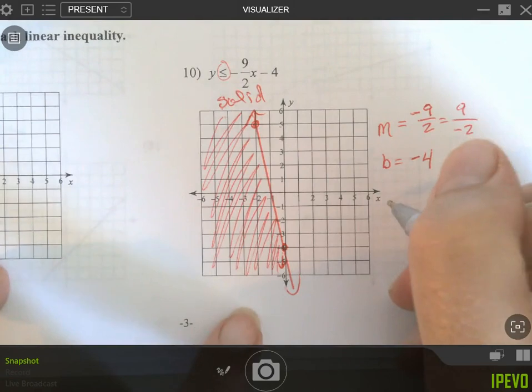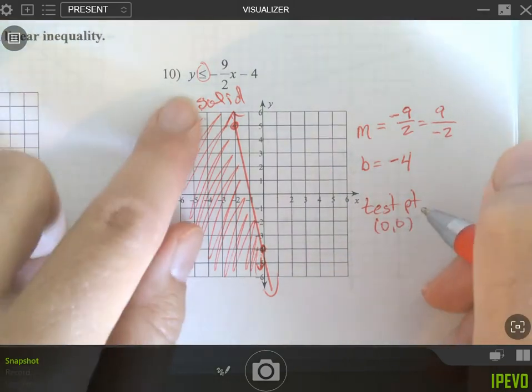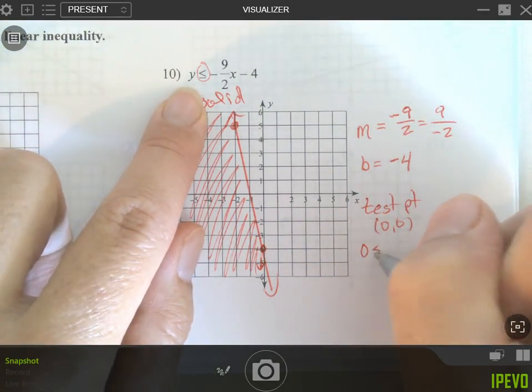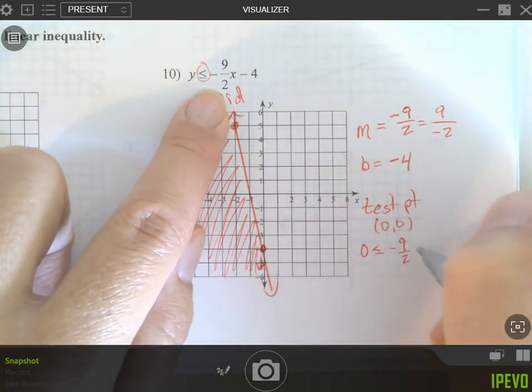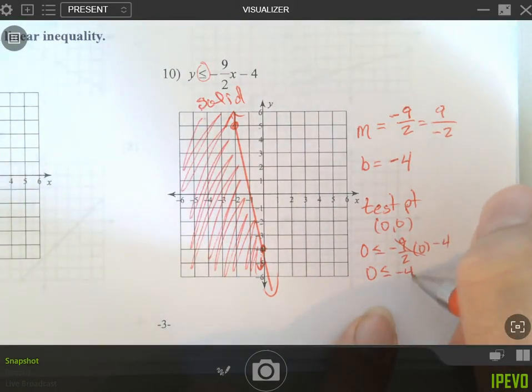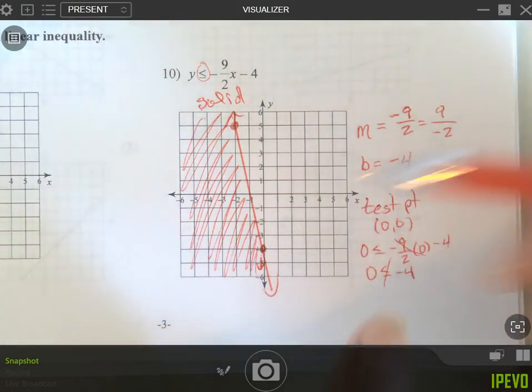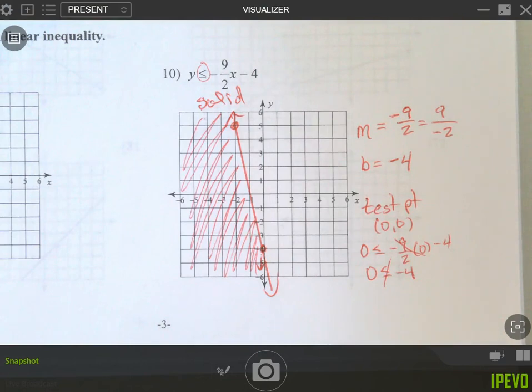The other way to test this is to use a test point. If you don't like that shading method, the test point I'm going to use is 0, 0. The y value is 0, negative one half times 0 for x, minus 4. Is 0 less than or equal to negative 4? No. And guys, the reason I use 0, 0 is I don't have to do any math. 0 is never going to be less than negative 4. So if this point doesn't work, then nothing works, and it's got to be the other side.